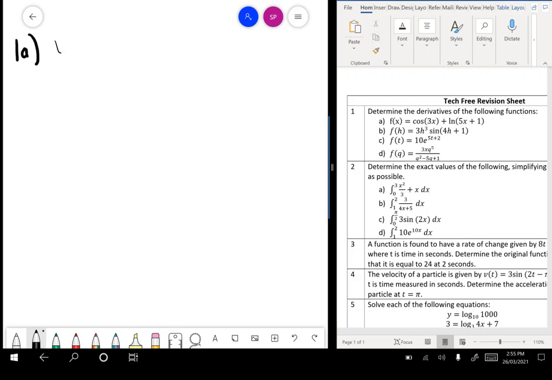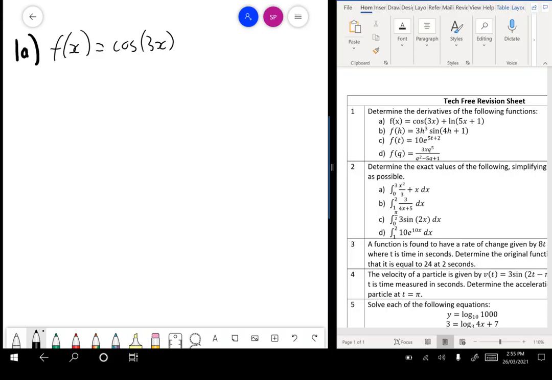That's better. Okay. 1A. So we want to find the derivatives of all of these functions. So we're just going to differentiate these ones. So 1A, we have f of x is equal to cos 3x plus ln 5x plus 1. Okay, there we go. So we want to differentiate.